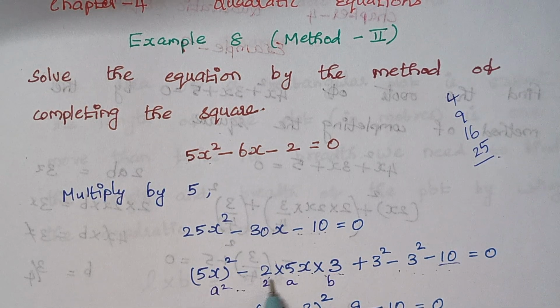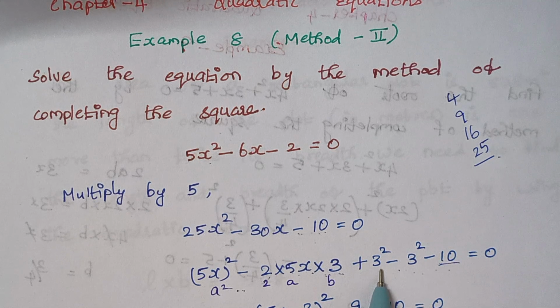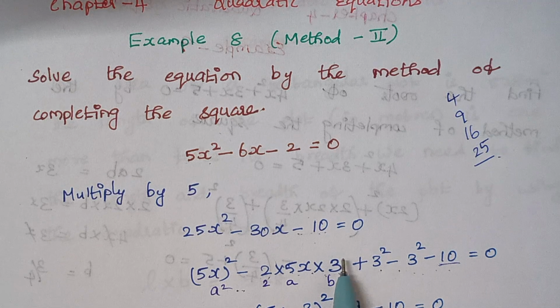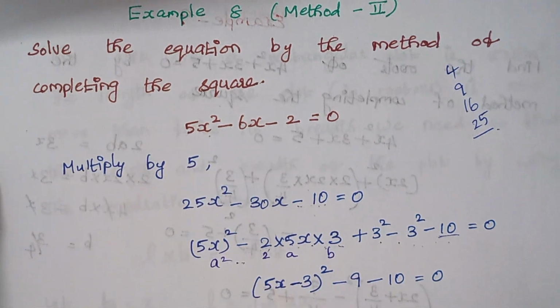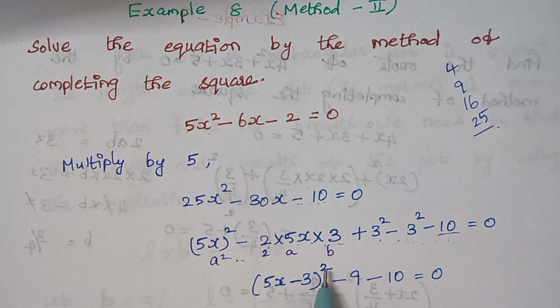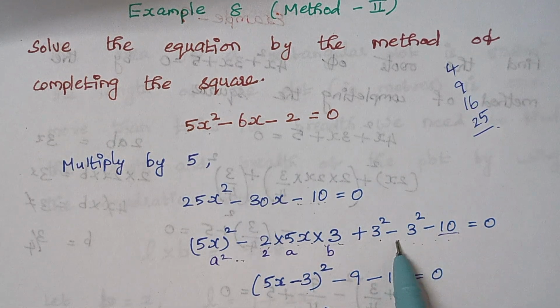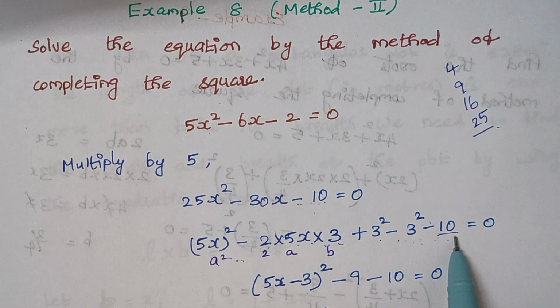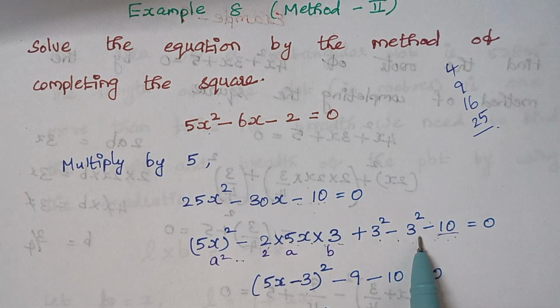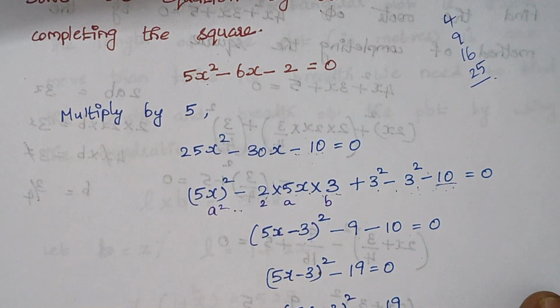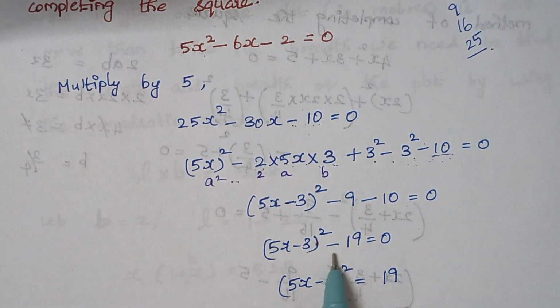Now I am going to combine these first 3 terms. We can write these 3 terms as a minus b the whole square. What is the value of a? It is 5x. What is the value of b? It is 3. So here we are rewriting this as 5x minus 3 the whole square. Now I have this minus 3 square and minus 10. So minus 3 square is minus 9, and minus 9 minus 10 gives minus 19. So when you move this minus 19 to the right hand side, it becomes plus 19.